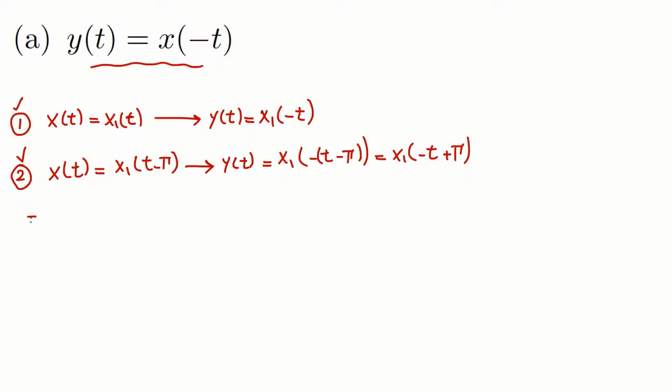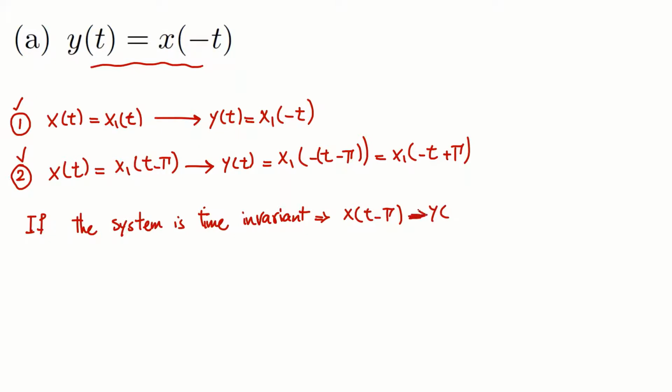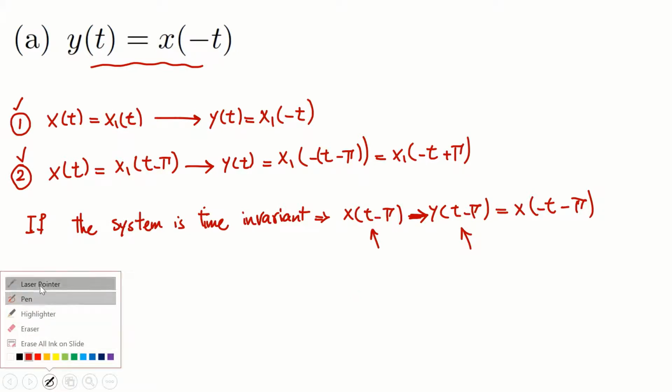If the system is time invariant, then we expect that for a shift in the input, we see the same shift at the output. That means x(−t) should be shifted by −τ. That's what we expect from a time invariant system. If we shift the input, then we should shift the output by the same τ.